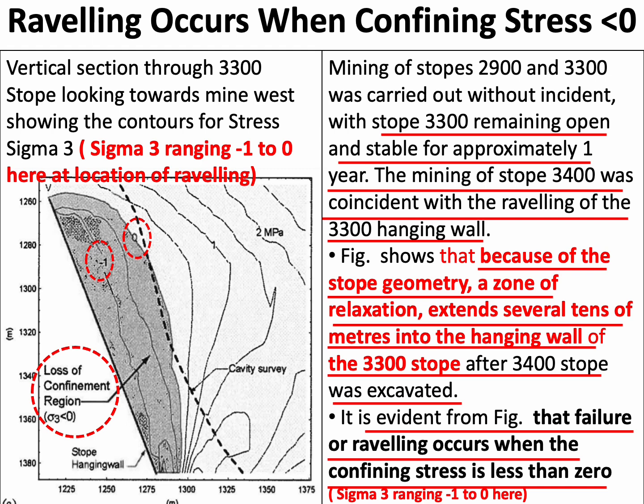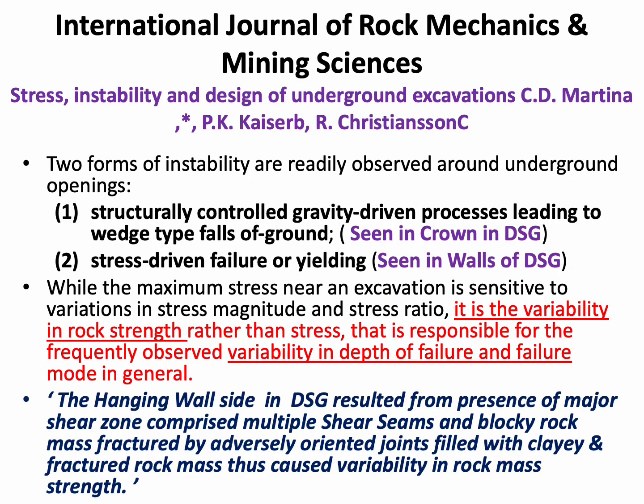It is evident from the figure that failure or raveling occurs when the confining stress is less than 0. So the important thing learned from here is that the failure or raveling occurs when confining stress is less than 0. So in our case also, the NIRAM analysis had seen that the confining stress above the crown had to a large extent become less than 0.